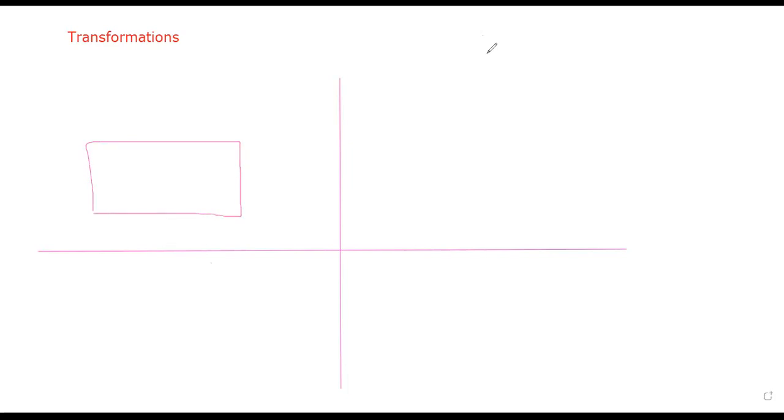The other thing that you need to know about is something called a slide. A slide is just a translation. If you have a shape here and you want to slide it, it will tell you how to move it left, right, up, or down. So if I want to translate this three spaces, I want to move it to the right.